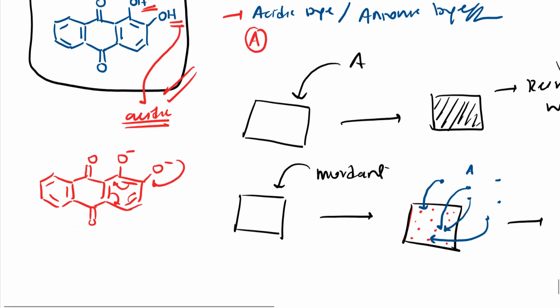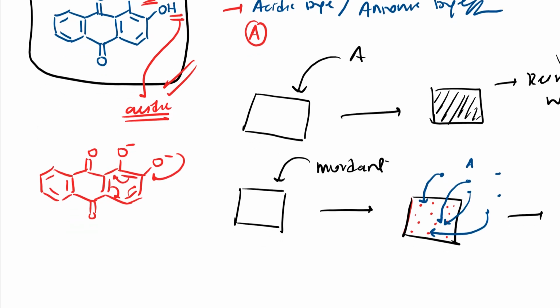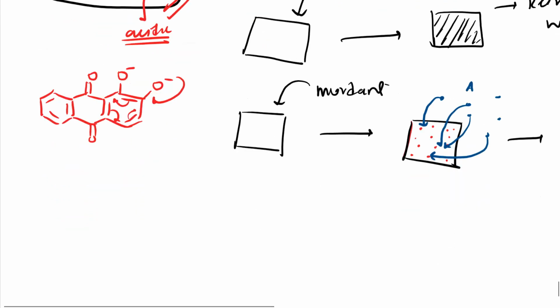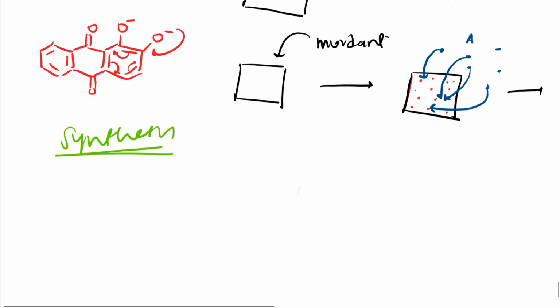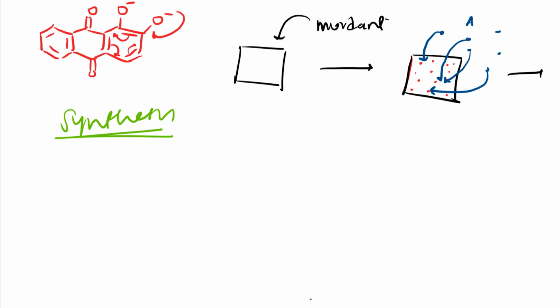Let us see a synthesis method, how we synthesize alizarin. We synthesize alizarin from anthraquinone. So what is anthraquinone? Let me draw it here. This is the structure of anthraquinone. You should remember these things. Here also a benzene ring, here also a benzene ring, and here double bond O, double bond O. This is anthraquinone.